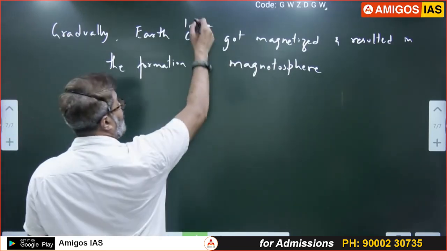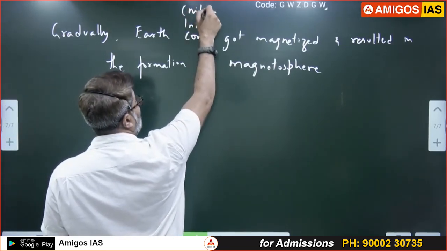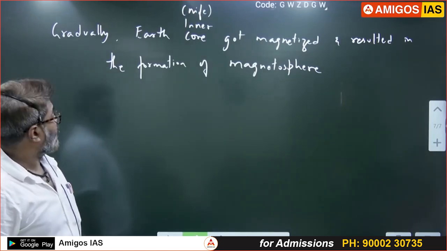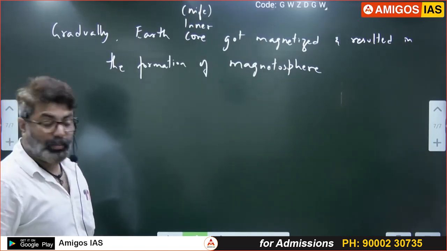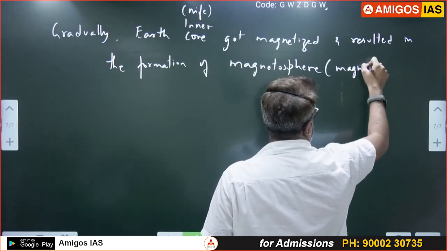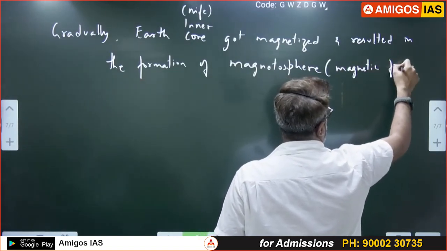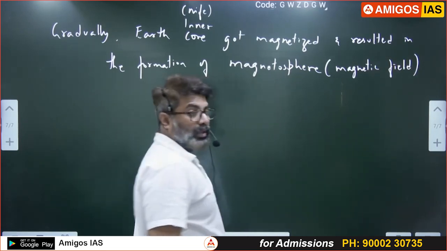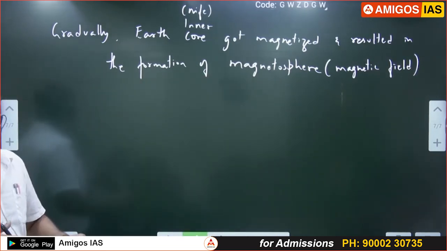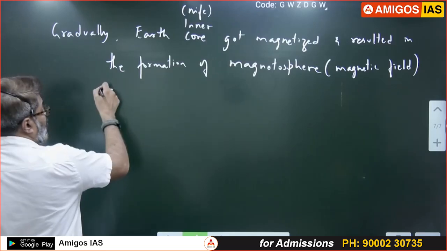Why did it get magnetized? Because the inner core is made up of nickel and iron. It got magnetized and resulted in the formation of magnetosphere. Bracket, right? Magnetic field of the Earth. This magnetosphere protected Earth from solar wind.